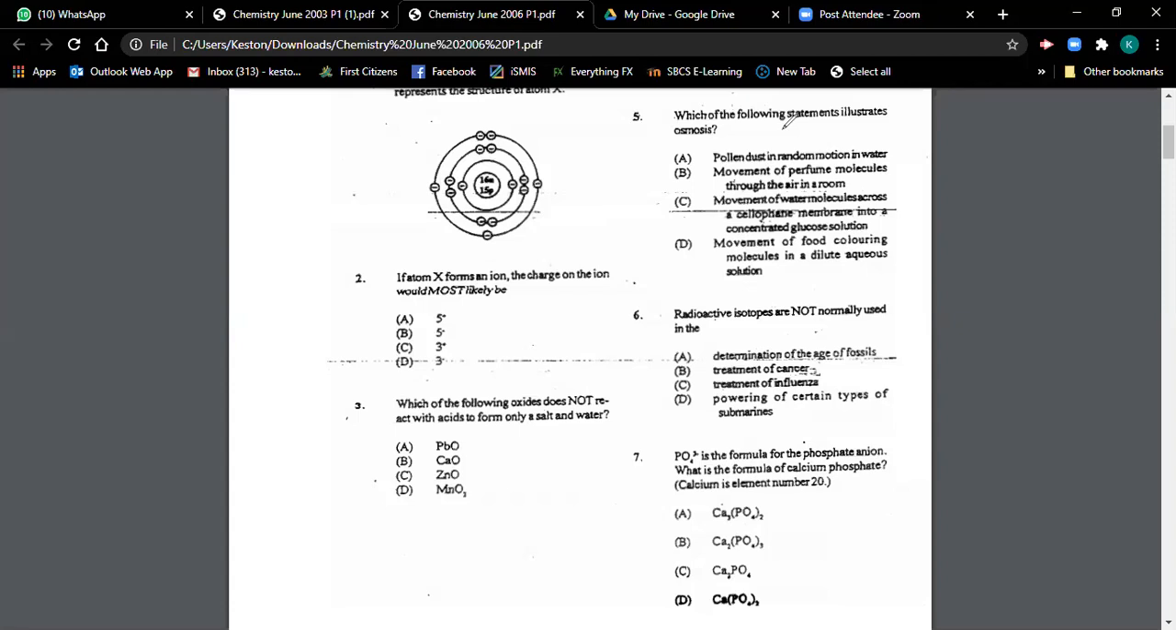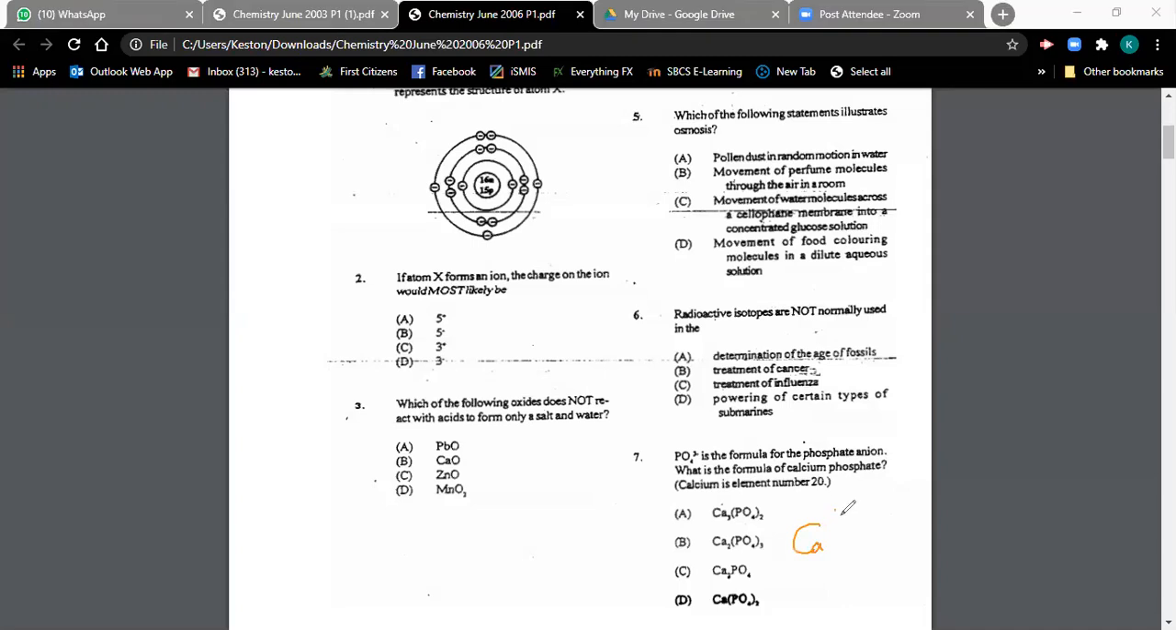Right, an easy way to do this when you have to come up with your formula is the cross method. So once you know the charge on each of the individual ions, you can cross it like that, right? In the case of the PO4, you just put that in a bracket. This becomes a 2 and we get a 3. So the correct answer here is A. Everybody all right with that one?